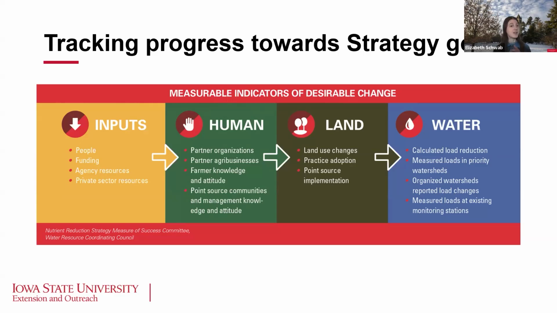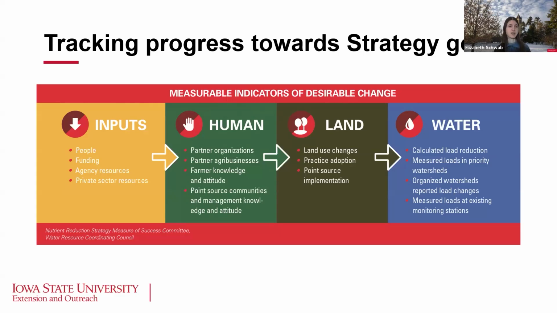We're looking at inputs, first of all. So thinking about what kind of staffing, what kind of funding, and agency resources are being dedicated to water quality improvement and nutrient reduction. We're looking at what we consider the human indicator, which throughout the years we've tracked various things. We've engaged in various activities, such as surveys where we were collecting people's knowledge about the nutrient reduction strategy back in the early years, seeing what people knew and what their attitudes were towards the nutrient reduction strategy.